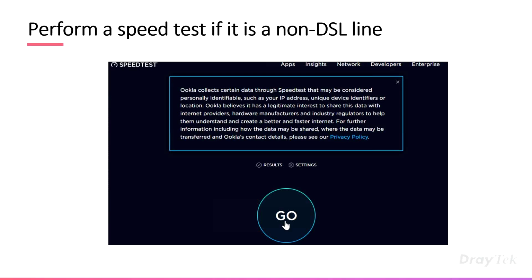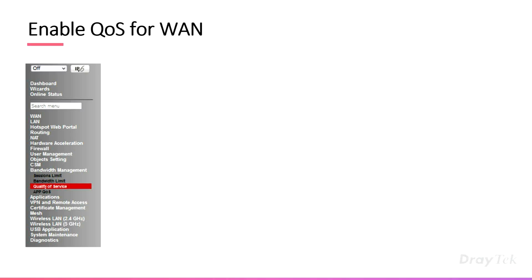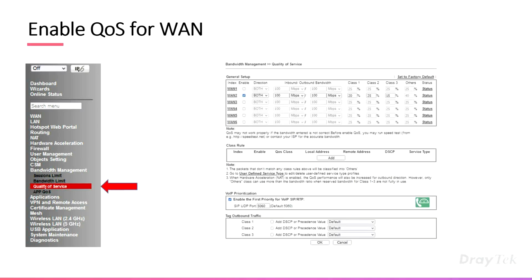First things first, if the router is a non-DSL router, you need to perform a speed test to identify what the speed of the line is. This is a very important step in setting up quality of service correctly. If we have identified correctly what the speed is, then we can go to quality of service on the router's graphical user interface and define the settings on the relevant WAN. In this case it is WAN 2.